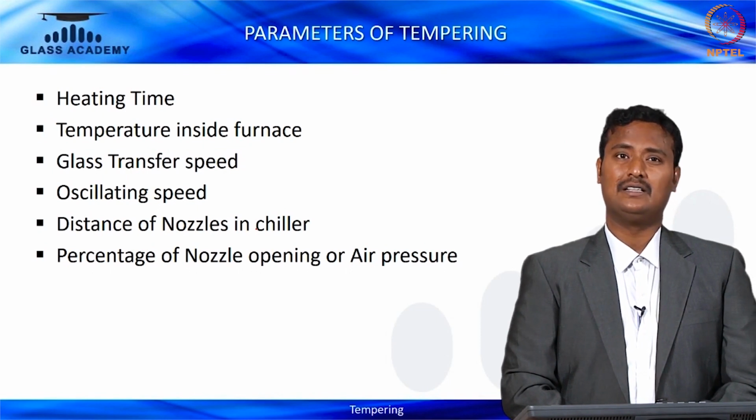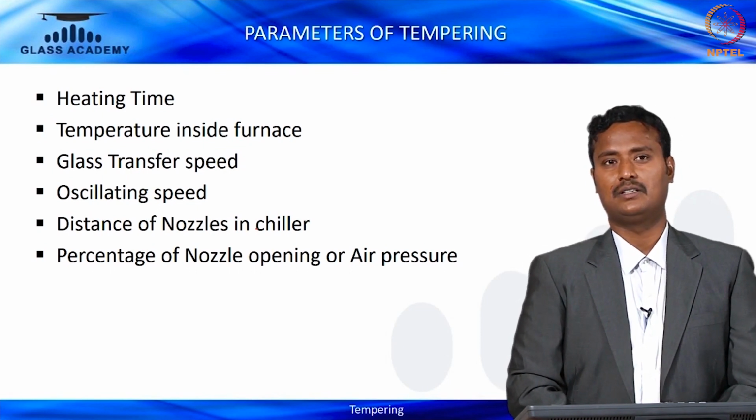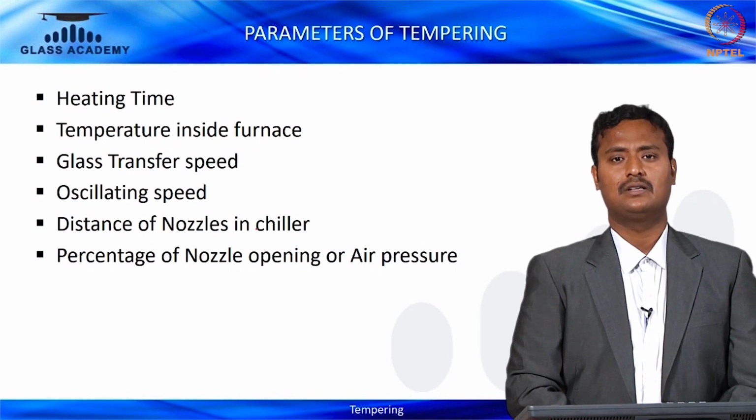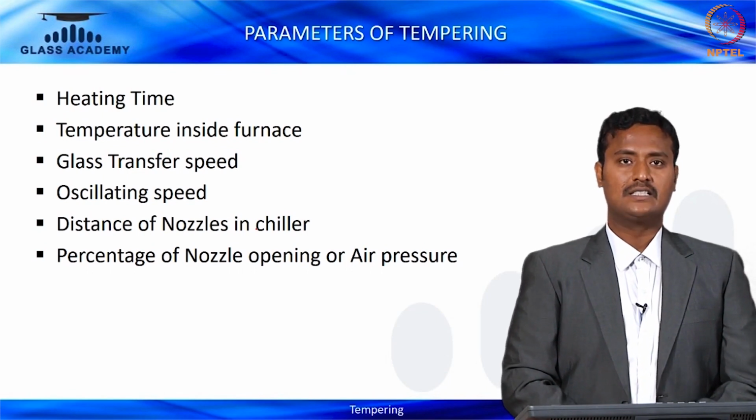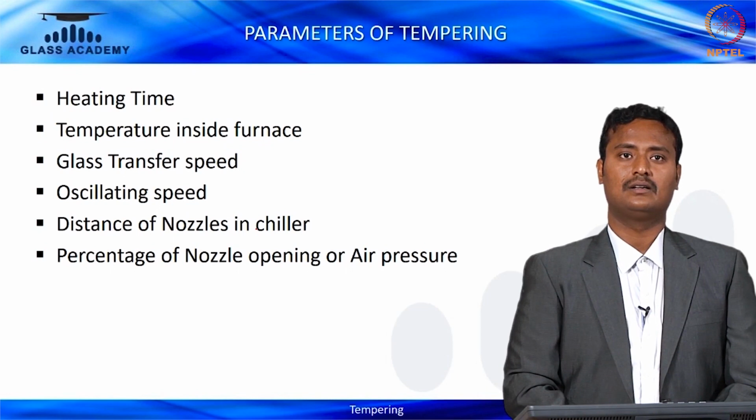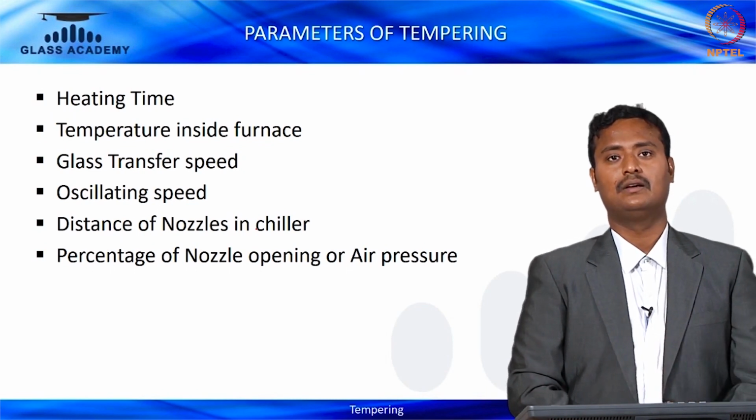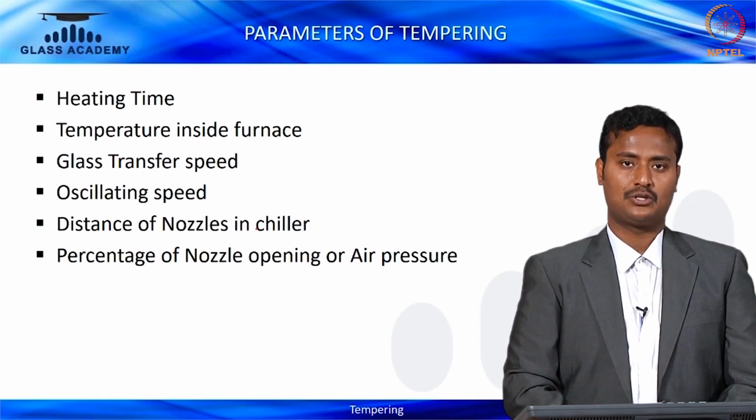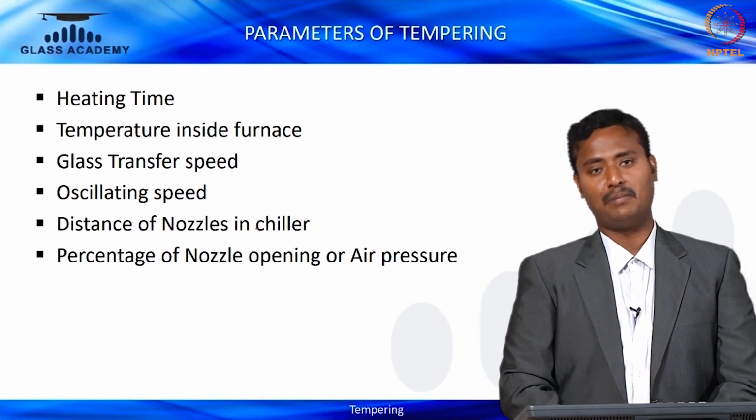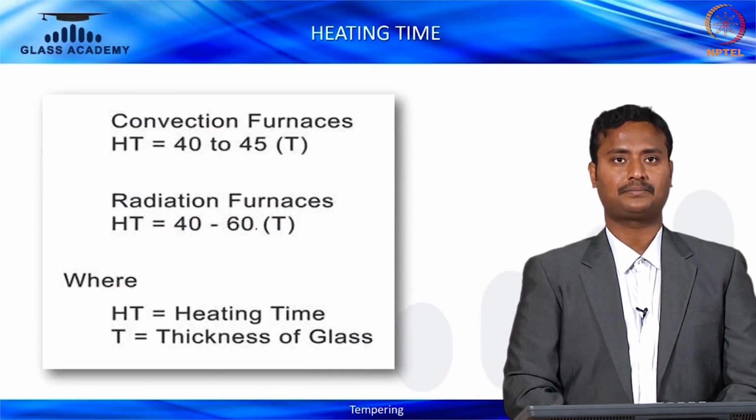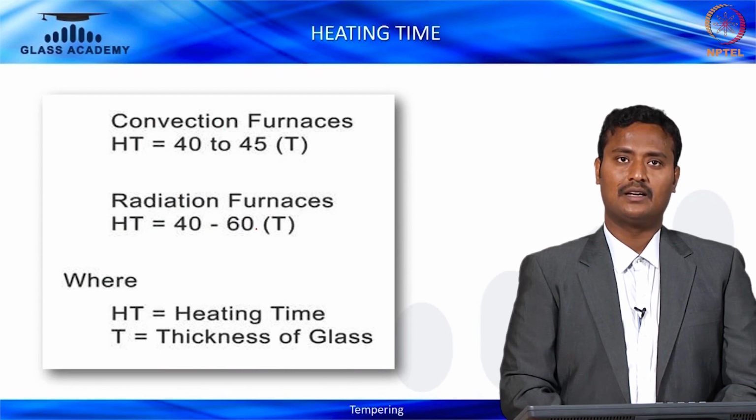Let's start with the heating time, temperature inside the furnace, glass transfer speed, oscillation speed, distance of nozzle in chiller, and percentage of nozzle opening on the air pressure we are talking about. So these are the main parameters of tempering. Let's move on to heating time.